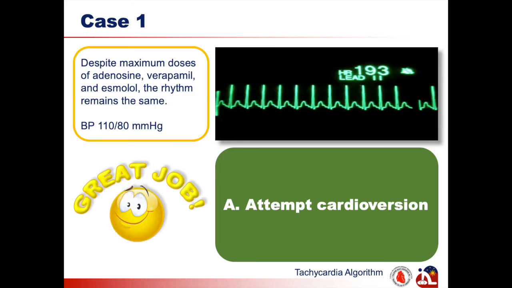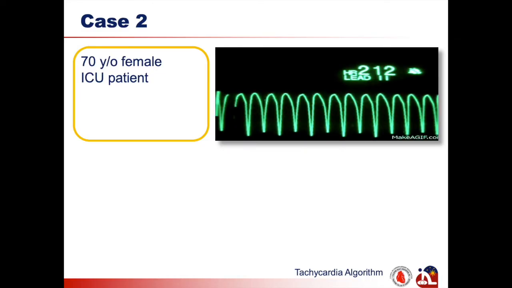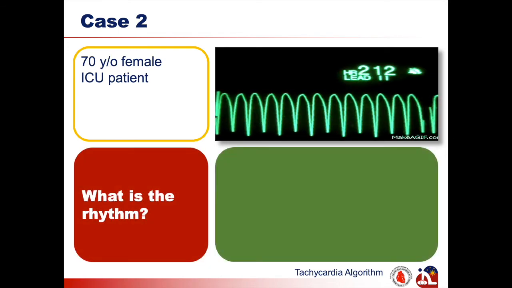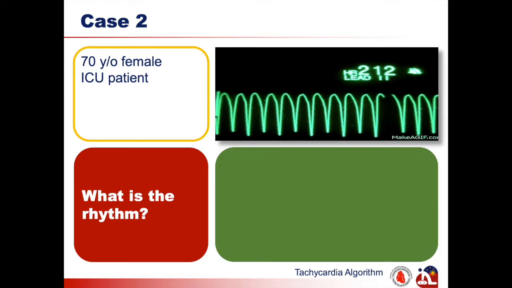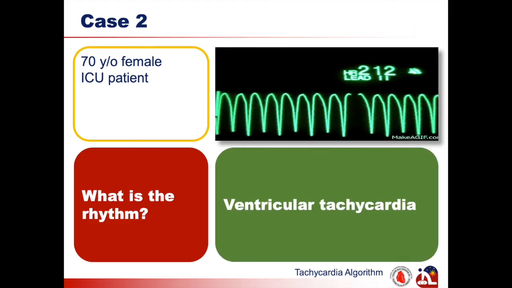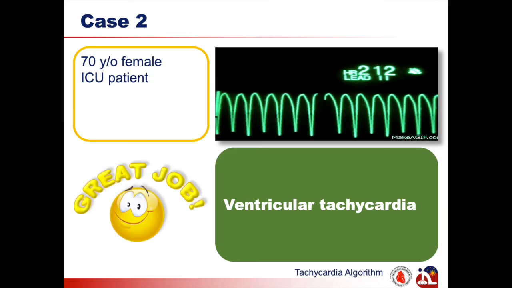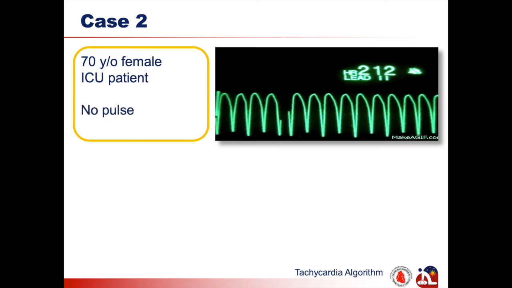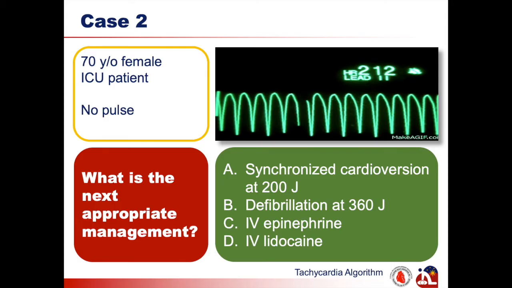I give you case number 2. It's a case of a 70-year-old female who is admitted to the ICU. She is being referred to you because of this rhythm. What is your diagnosis? The answer is ventricular tachycardia. You are correct. Good job. Upon checking her vital signs, she has no BP, thus pulseless. What should you do next?